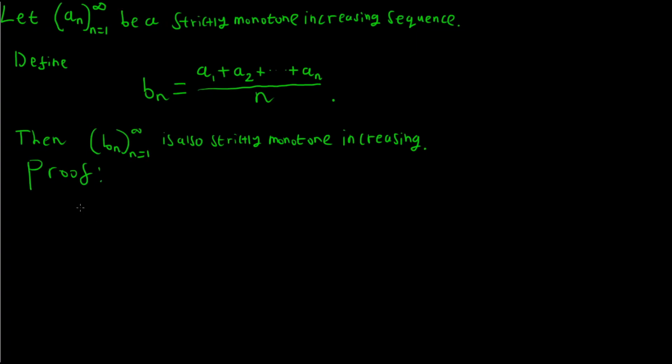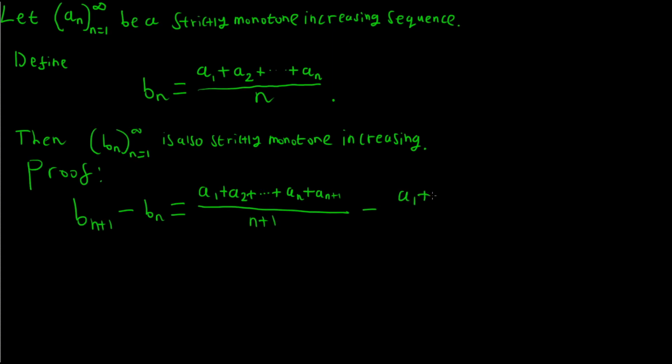And what we're going to do is consider the difference of the n plus 1th and nth term of the Bn sequence. So b n plus 1 minus bn. And from this definition up above, we'll just write a1 plus a2 plus dot dot dot and then an plus 1 all divided by n plus 1. And this is subtracted from a1 plus a2 plus dot dot dot plus an divided by n.